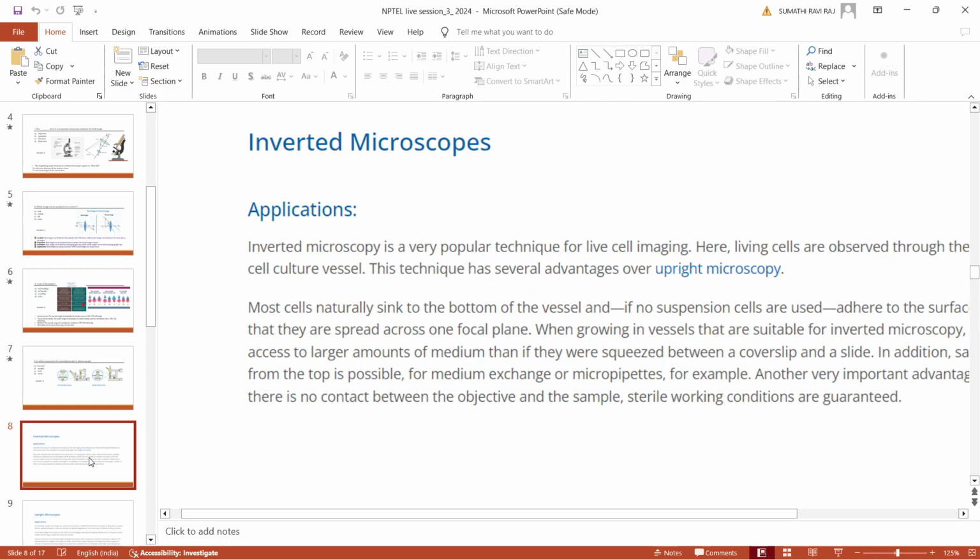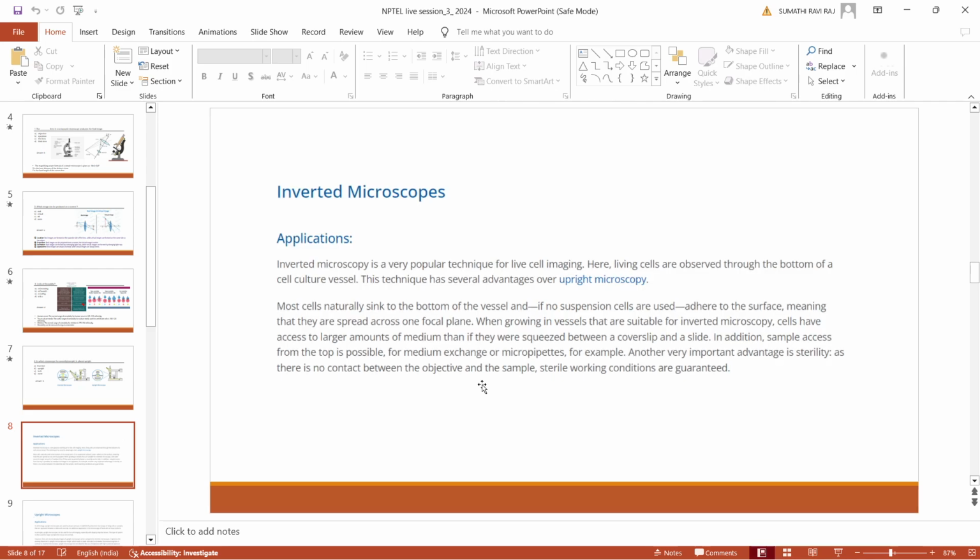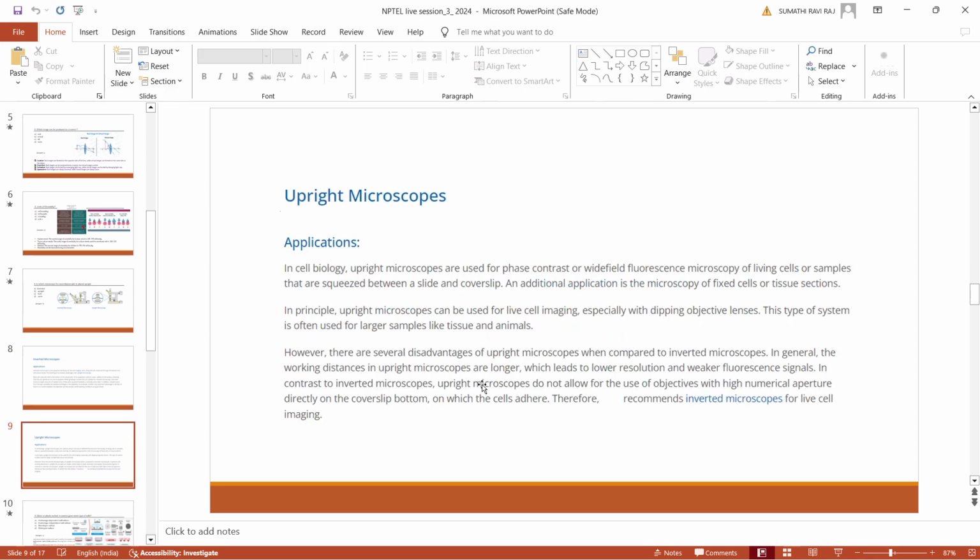So that is the advantage of inverted microscopes. That is the reason most of the high power microscopes, confocal microscopes, live cell imaging and high content microscopes, are inverted, so that they can have all these provisions.